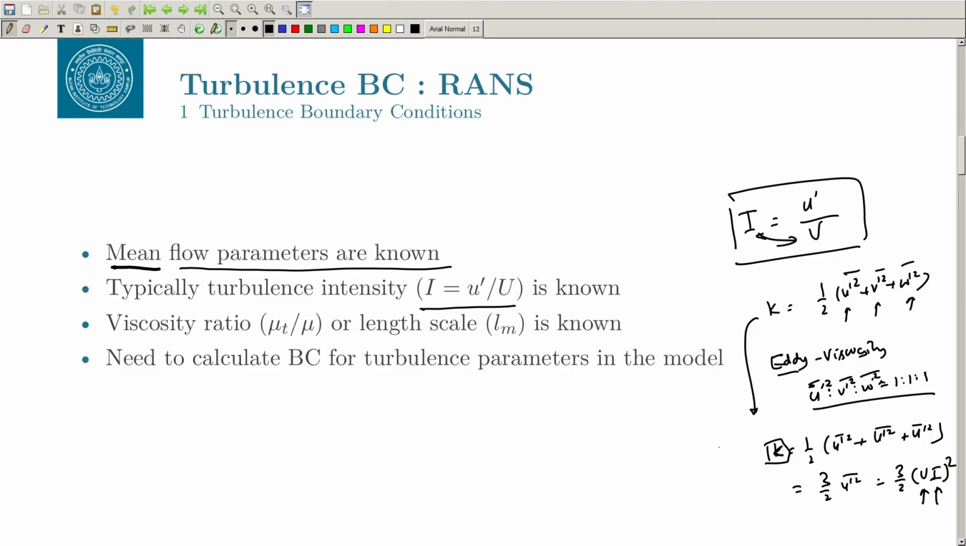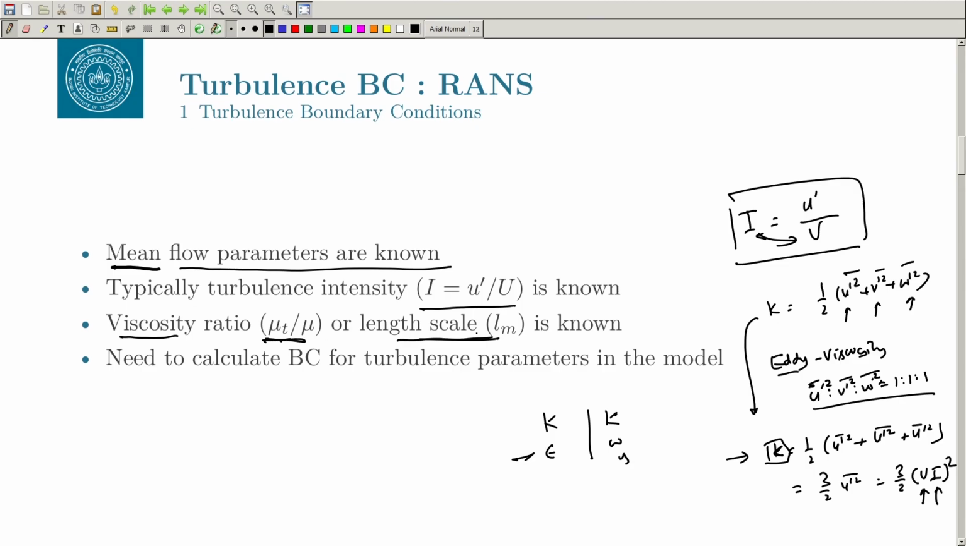So, that is typically known. The other parameter that you need to give, even if you do not have the information, you have to provide some estimate of these parameters, because you have two equations. Mostly I am talking about the two equation models now, like k epsilon and k omega. So you need boundary conditions and initial conditions for both k and epsilon or k and omega. From the intensity you can get k, but how do you get epsilon or omega? You need another piece of information, which is the viscosity ratio or the length scale.